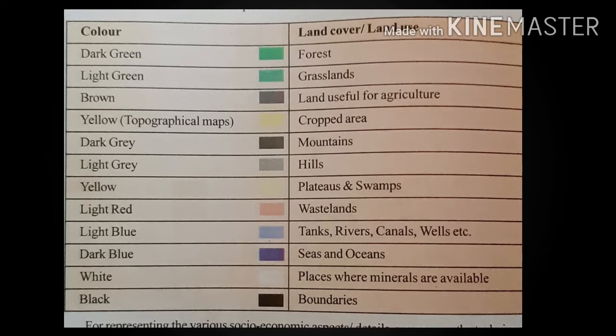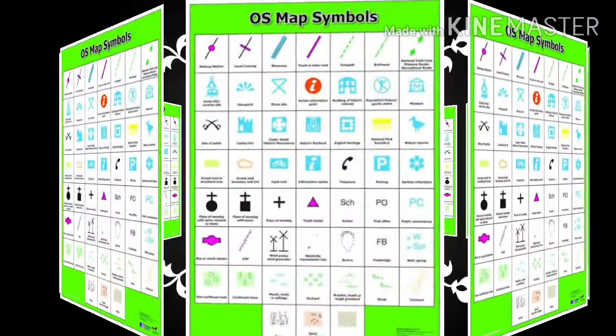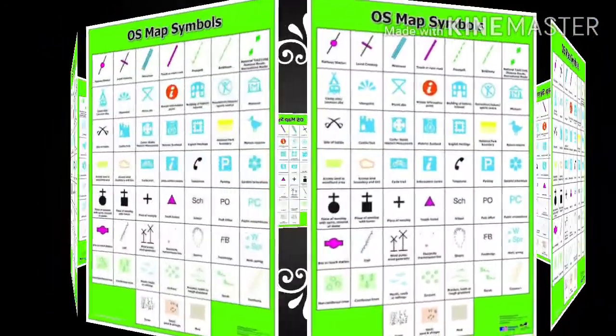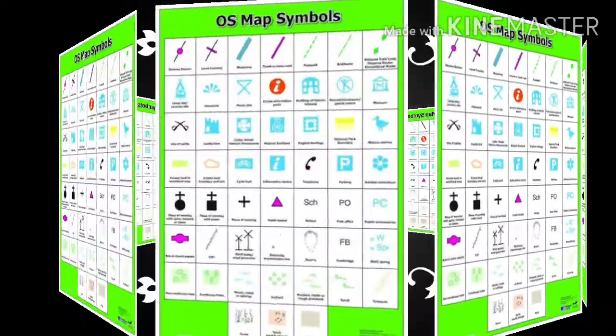What do you understand from here? Wherever you are seeing the dark green, you can understand this is the forest area. Wherever you are seeing the white color, you can understand that mineral resources are available in that area. Blue color always shows seas and oceans. On a map, you can see some points, symbols, lines. These points, symbols, lines are giving a good explanation regarding a particular concept.